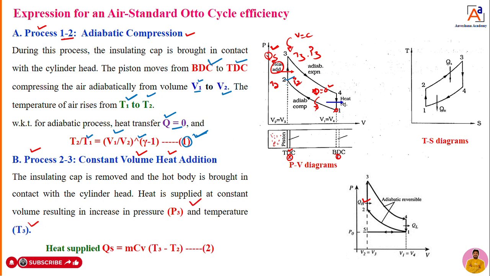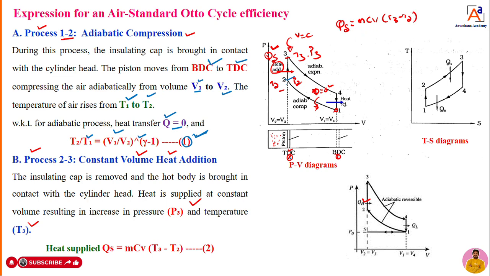But what we are doing now, you are supplying a certain amount of heat. Then how much heat have you supplied? That can be calculated with the help of an equation. What is that equation? We know already, the general equation. Qs is equal to m into Cv, since it is a constant volume process. What is the change in temperature here? T3 minus T2.